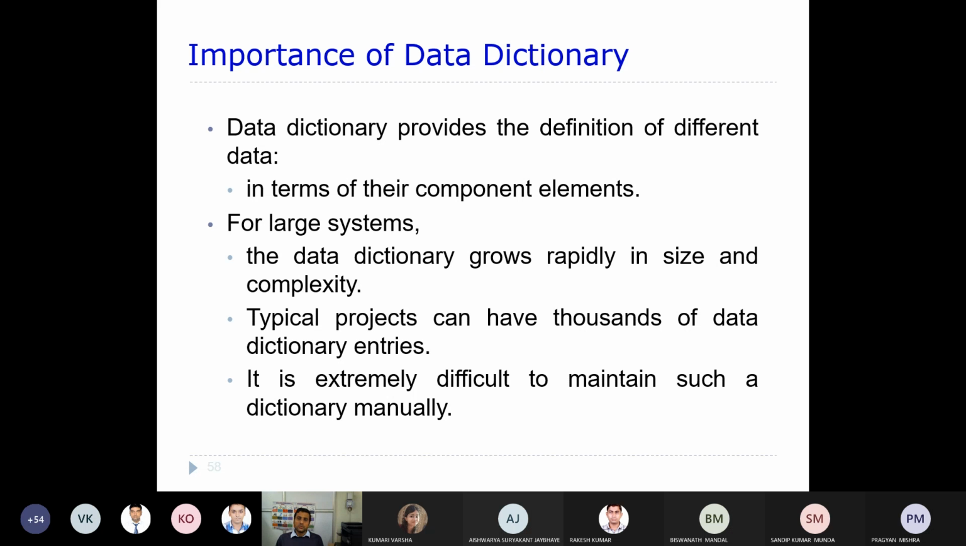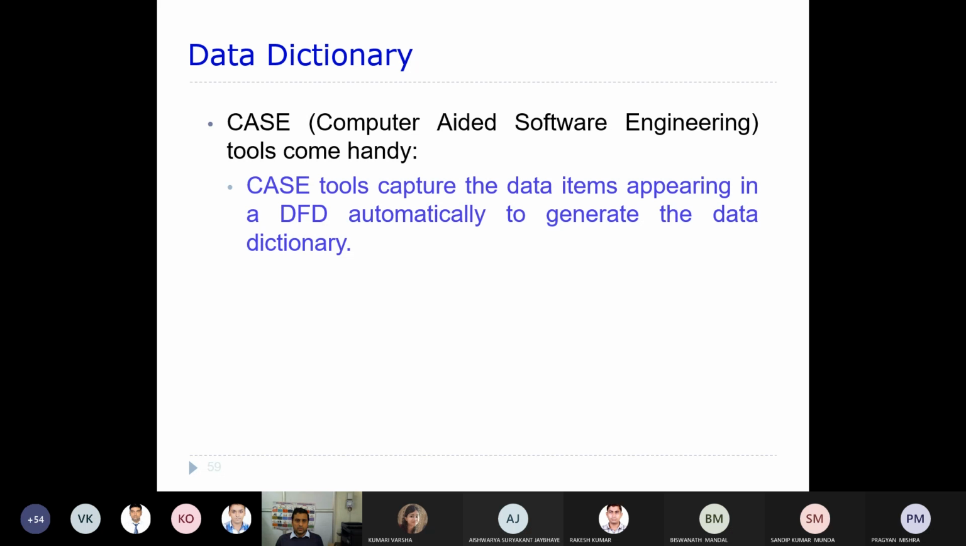Sometimes you can use some automated tools for the data dictionary. There are CASE tools which can capture the data items appearing in a DFD automatically to generate the data dictionary. So there are CASE tools available, through which, if you have a DFD, automatically it is going to pick out all the data items from the DFD.